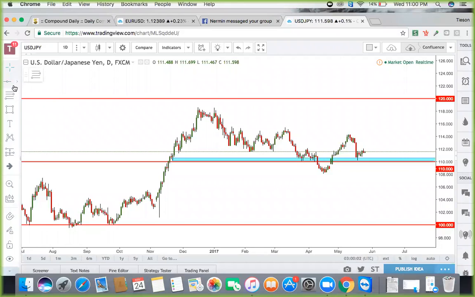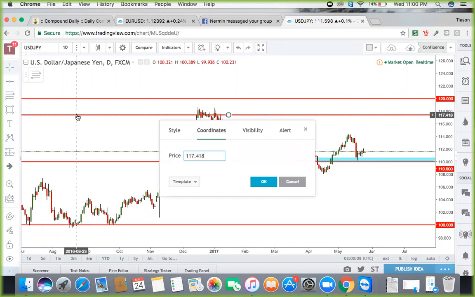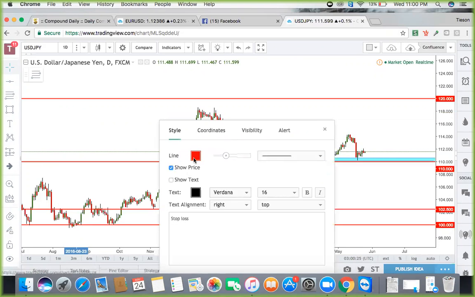But there's also minor quarter points, because those are majors, and majors are every 1,000. So minors are every 250 pips. So if 100 is a major, 102.50 is a minor. So we're going to do that one.